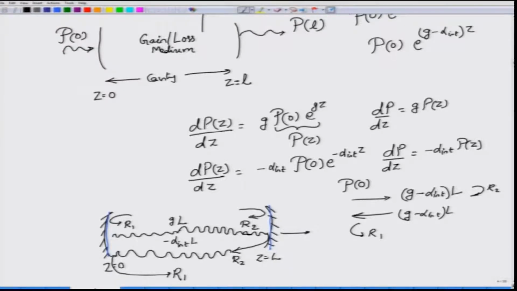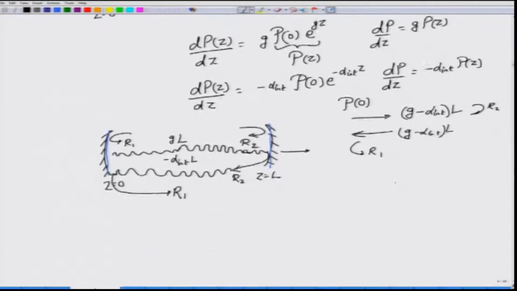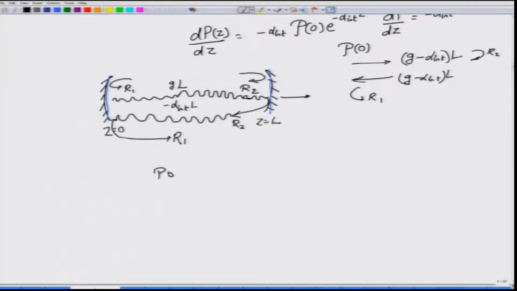So, P of 0 times e to the power g minus alpha int into L times R2 would be the power that is reflected, which then propagates again as e to the power g minus alpha int into L and then reflects once more to give you R1. So, here you actually have an input power which is P of 0, and then after all this round trip propagation and this double reflection, you get the power which is P of 0 times this particular quantity.